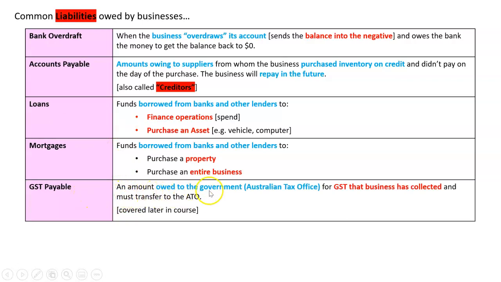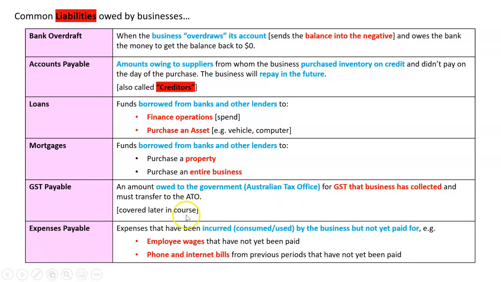So an amount owed to the government, which we call the Australian Tax Office in this case, for all the GST that the business has collected. So don't stress, we'll cover that later. And lastly, we'll do this one much more later too, an expense payable. It's actually got a different name, it's called an accrued expense, but we're not going to worry about that now.